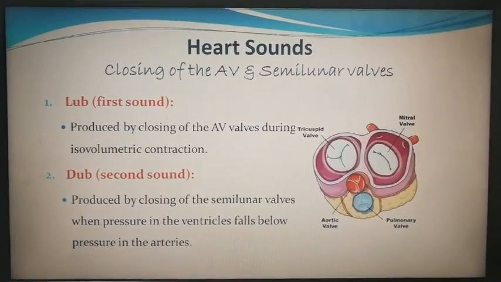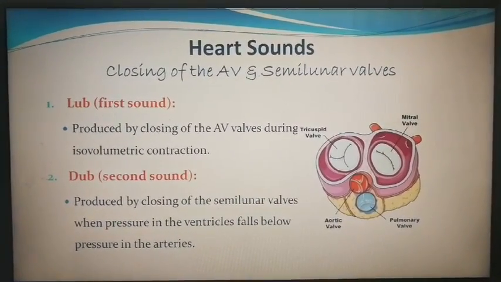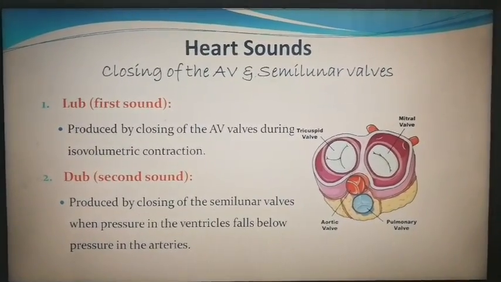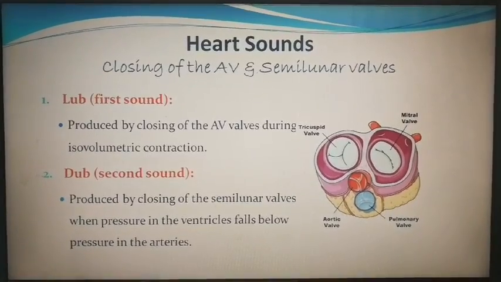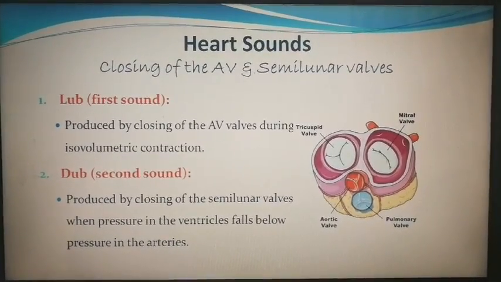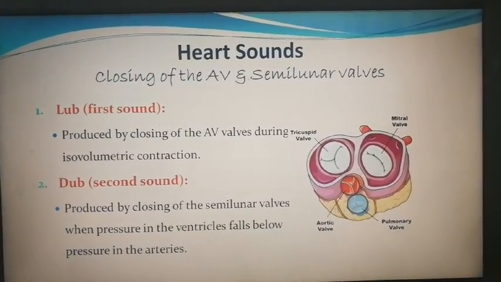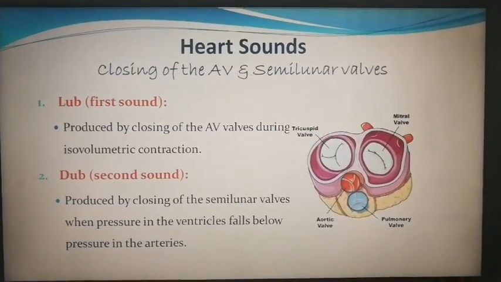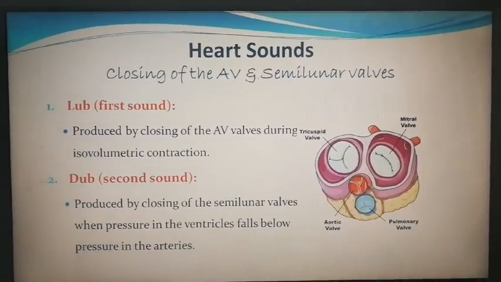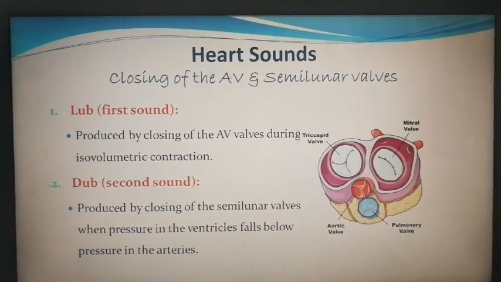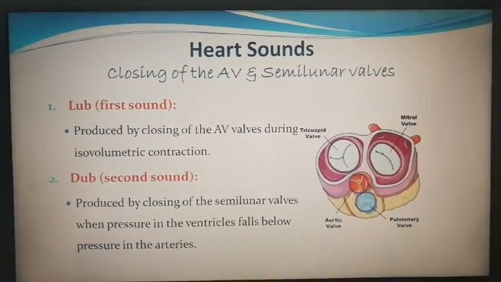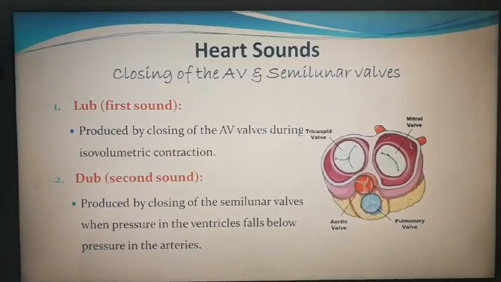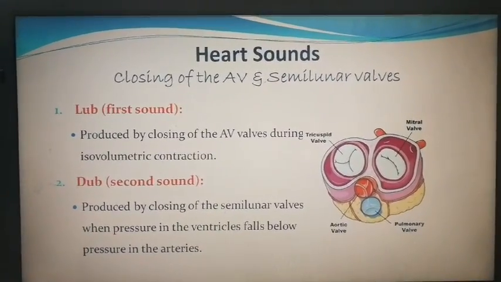the rapid inflow of blood into the ventricles. When the ventricles are filling, blood rushes into the ventricle, and there is a force of friction between the blood and the walls of the ventricle, which produces a sound, that is the S3 sound. And the S4 sound is due to atrial contraction. So there are 4 heart sounds, but normally S1 and S2 can be heard, and S3 and S4 can be heard only with difficulty.